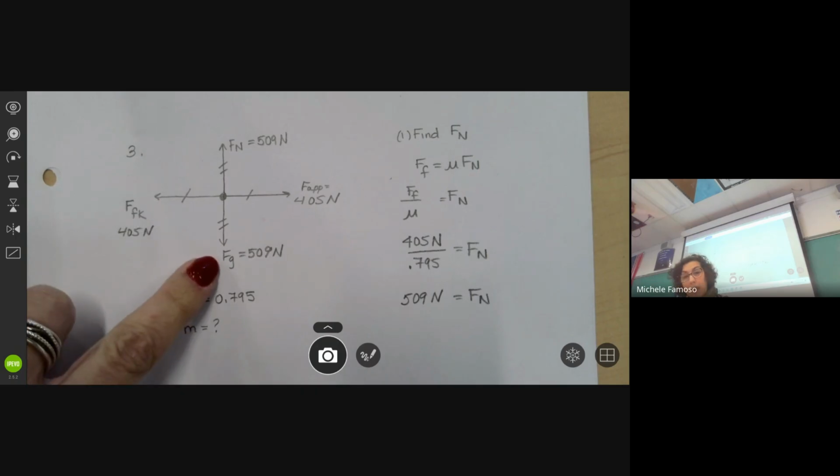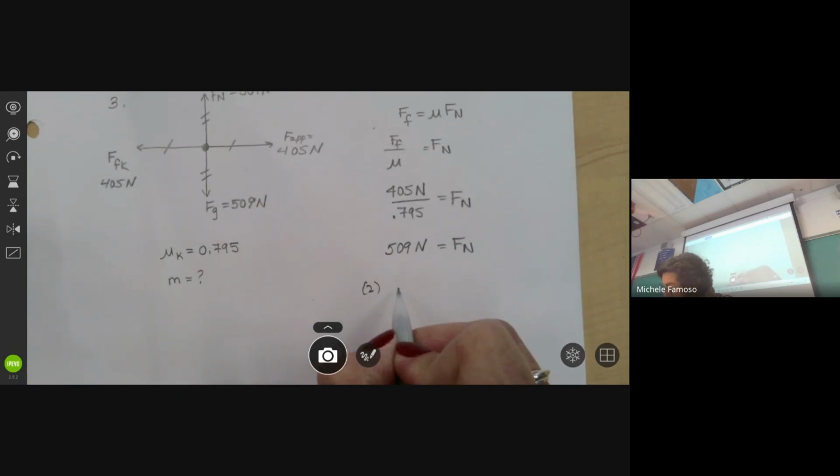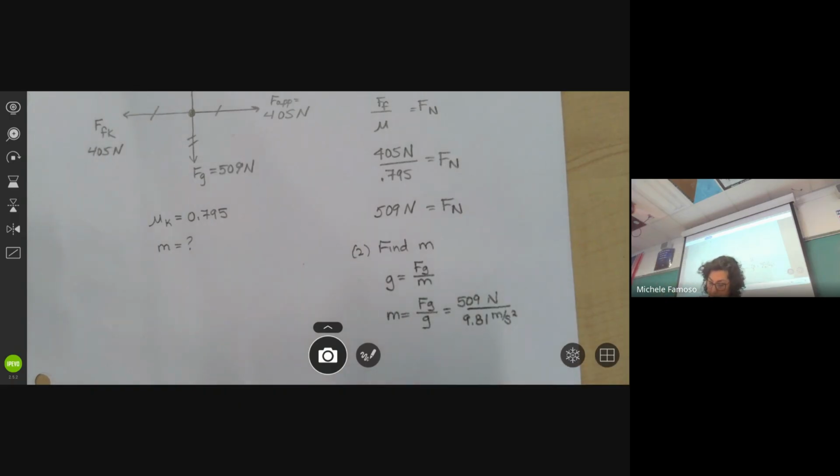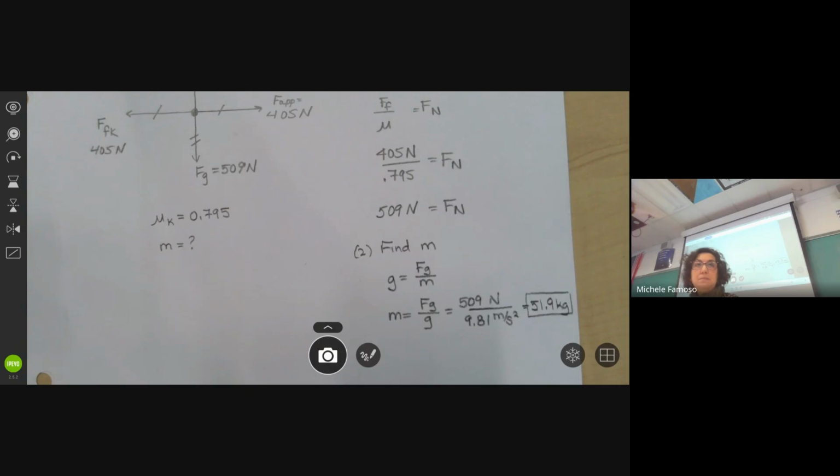Now that I know the weight, I can find mass by using g equals Fg divided by m, which means that m is Fg divided by g. That is 509 newtons divided by 9.81 meters per second squared. And when you work that out, you get 51.9 kilograms for that mass. And that's how that problem is done. Okay? Anything else?